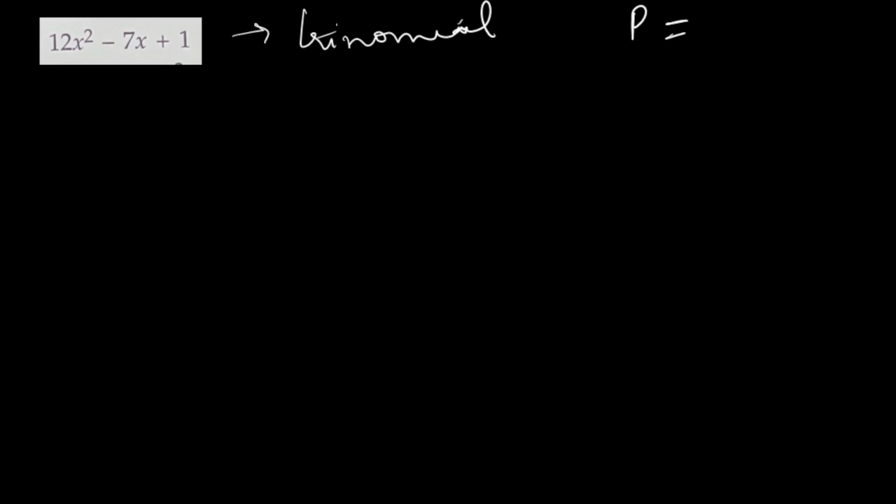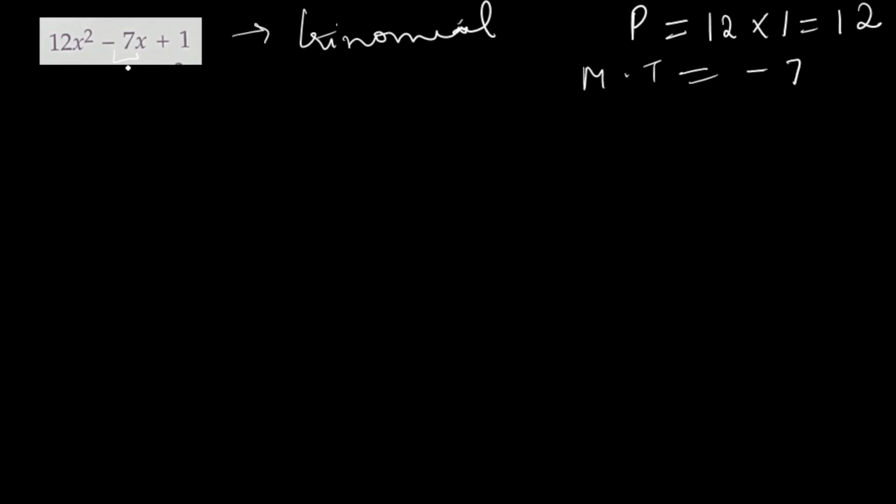First of all, we have to write the product of the first and last numbers. The first one is 12, the last is 1, so 12 into 1 is 12. Then the middle term is the second one, which is equal to minus 7.